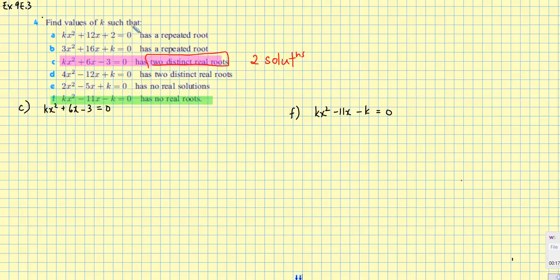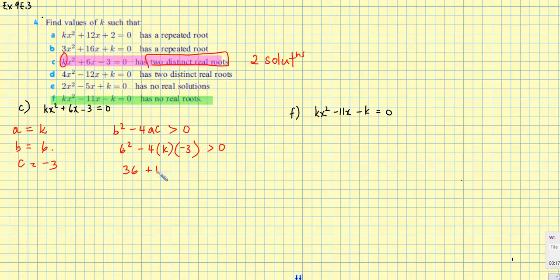So what it wants to know is, what does the value of k have to be in this problem in order for this to have 2 solutions? So what I do is I say, well, a is equal to k, b is equal to 6, and c is equal to negative 3. So if I place b squared minus 4ac, and I know it must be greater than 0, then I say 6 squared minus 4 times a, which is k, times my c, which is equal to negative 3, is greater than 0.